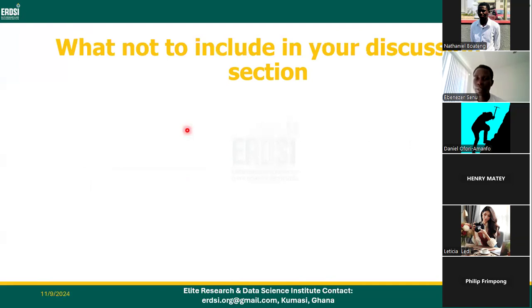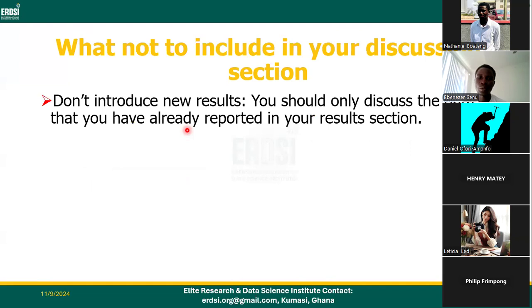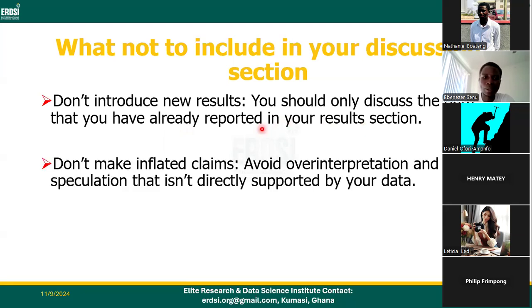So what not to include in your discussion? Again, don't introduce a new result. As I said, discussion is not a result section. We are just going to explain and justify why your result is relevant. You only discuss the data that you have already reported in your result section. We don't introduce a new result in the discussion. Again, don't make inflated claims. Over-interpretation and speculation are not welcome here.